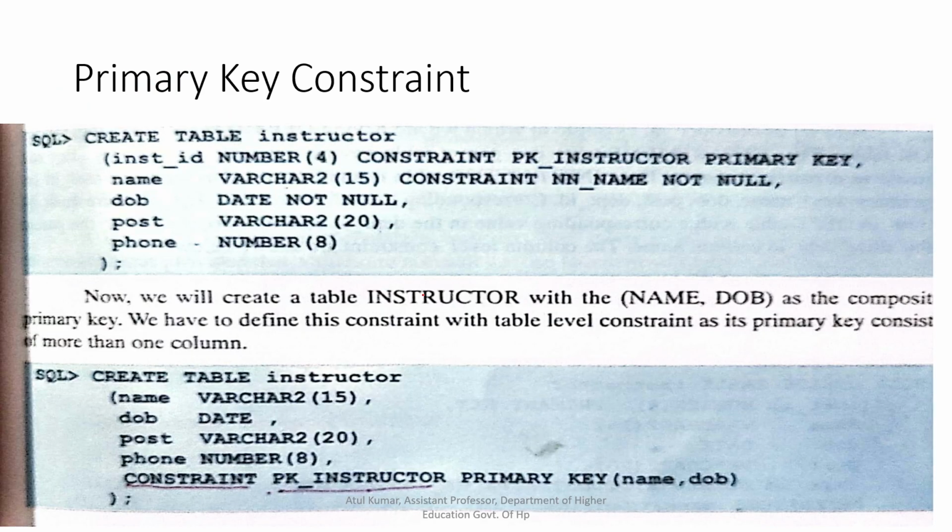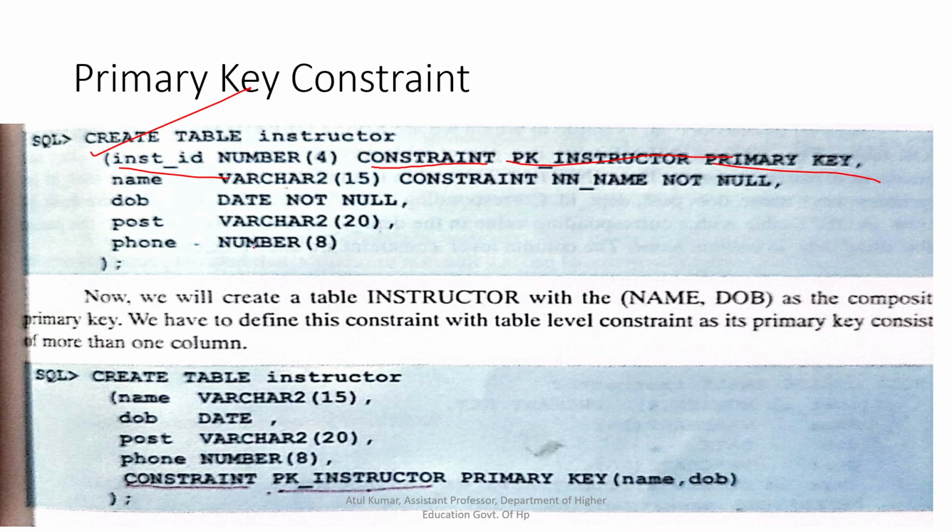So for example, we have created this table instructor, and on it we have a column instructor id. We have imposed a constraint primary key, named pk instructor. So this means that instructor id is a primary key for this table instructor.